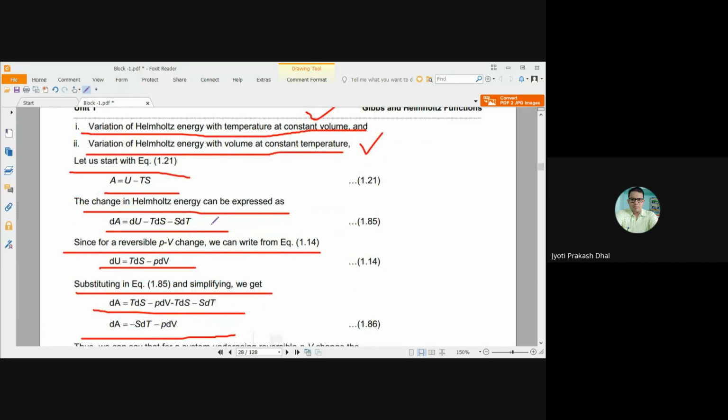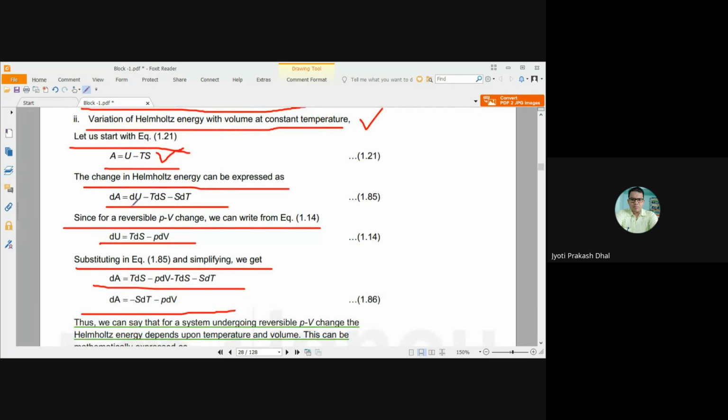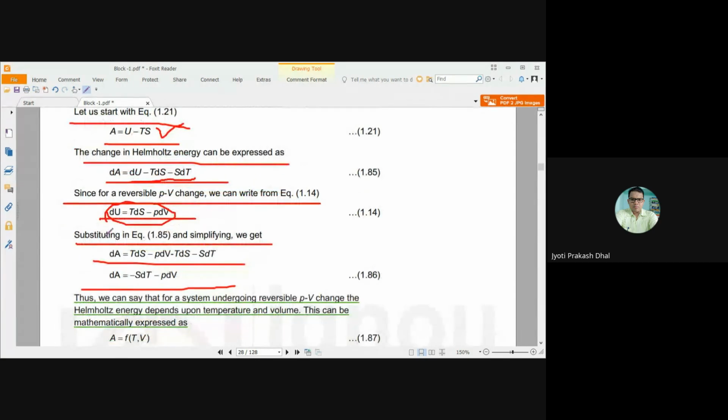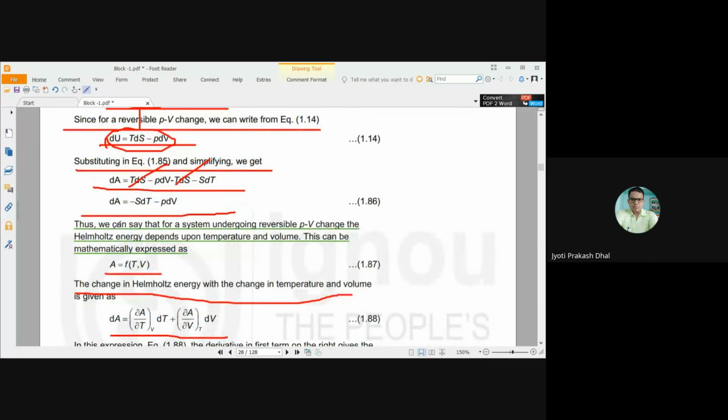From the starting, we have already studied A equals U minus TS, then dA equals dU minus TdS minus SdT. For a reversible pressure volume change, we know that dU equals TdS minus PdV, from the first law of thermodynamics. Putting this value of dU here, we can write dA equals TdS minus PdV minus TdS minus SdT. So TdS will be cancelled out, and dA equals minus SdT minus PdV. And here you can see that Helmholtz energy is a function of temperature and volume.